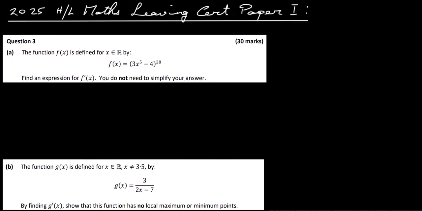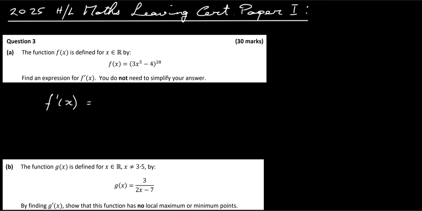Okay, so this is the 2025 Higher Level Maths Leaving Cert Paper 1, Question 3a. The function f of x is defined for x real by f of x is equal to (3x^5 - 4)^28. Find an expression for f prime of x. You do not need to simplify your answer.